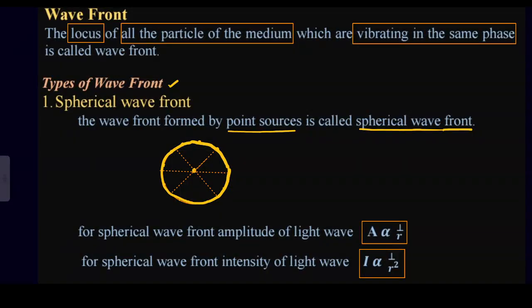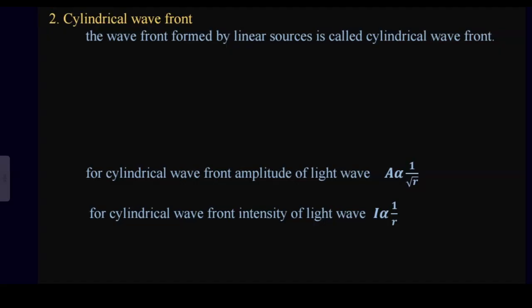Now, cylindrical wavefront. Let us say we have a line source here. We need to take points which are equidistant, at some distance from the line. Like this, we take the same distance here, and the same distance on this side also.